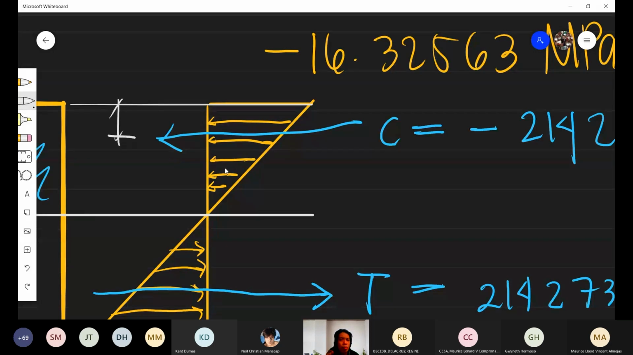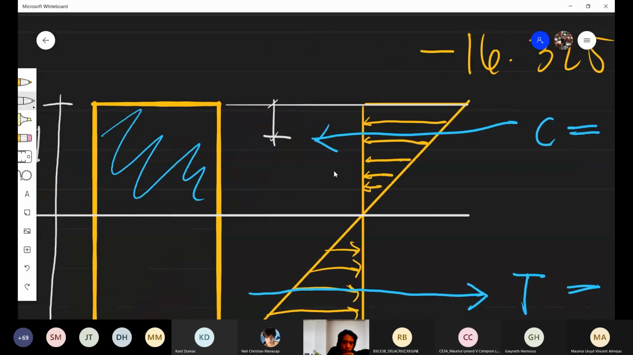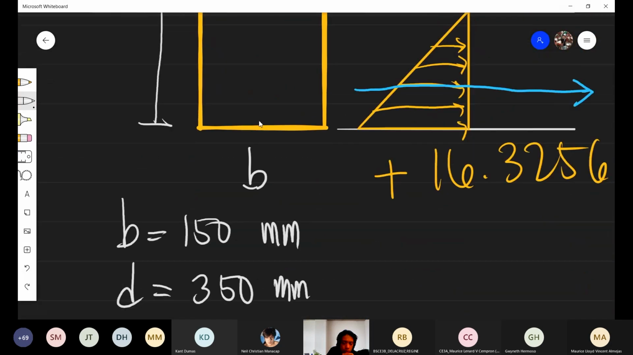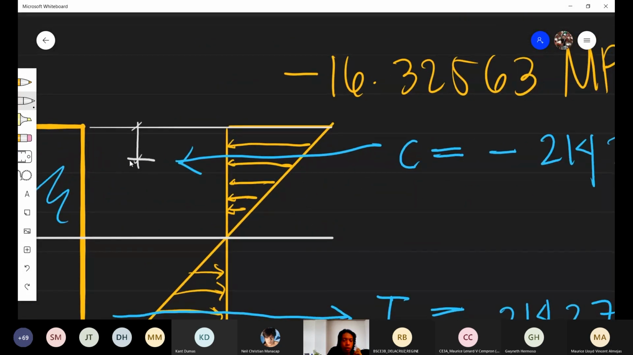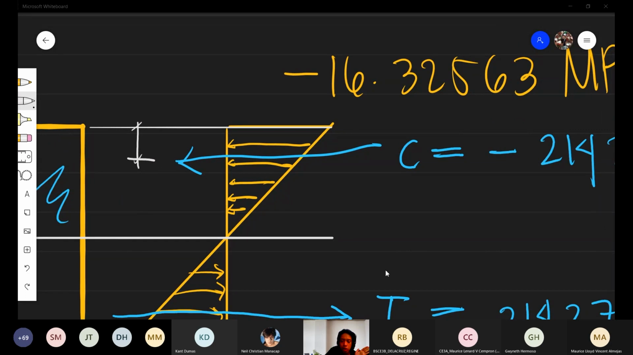Here is the triangle, so it is easy to find, it's the centroid of a triangle. The centroid of a triangle is 1/3 from the base, 1/3 of the altitude. This is the altitude, and that is 175, I think. Yes, 175. 350 divided by 2 is 175. 175 divided by 3 is 58.33.